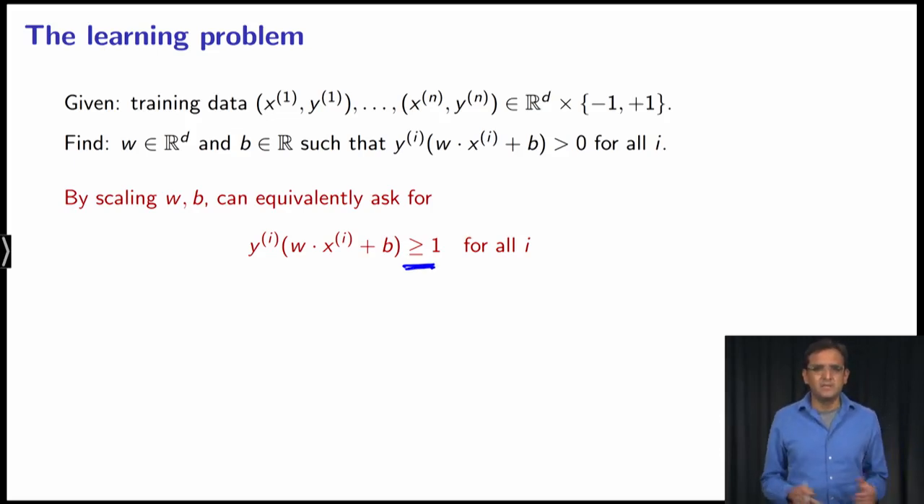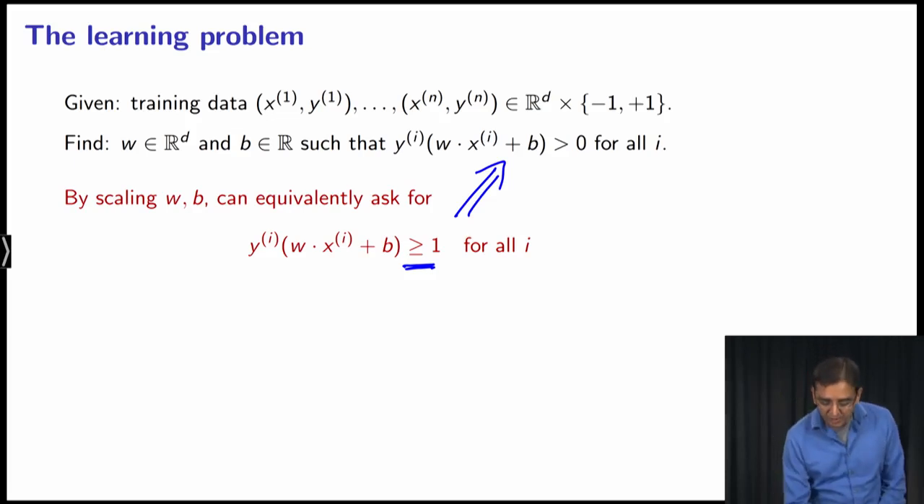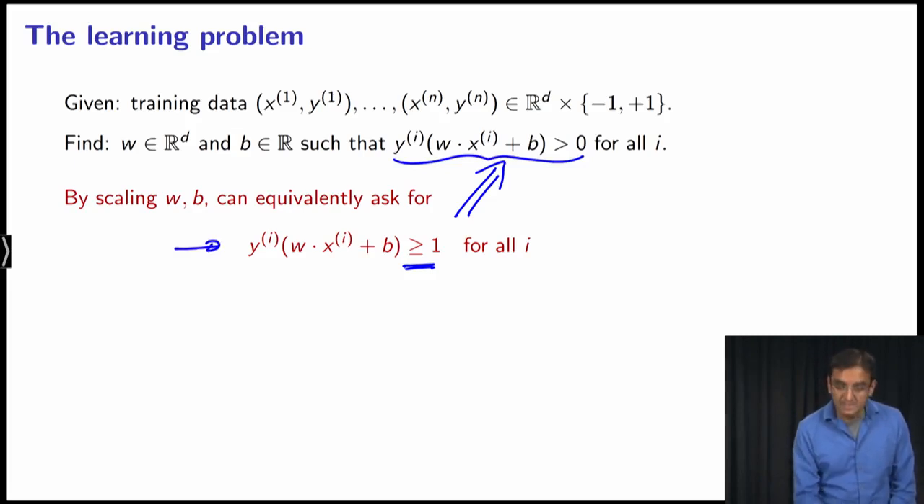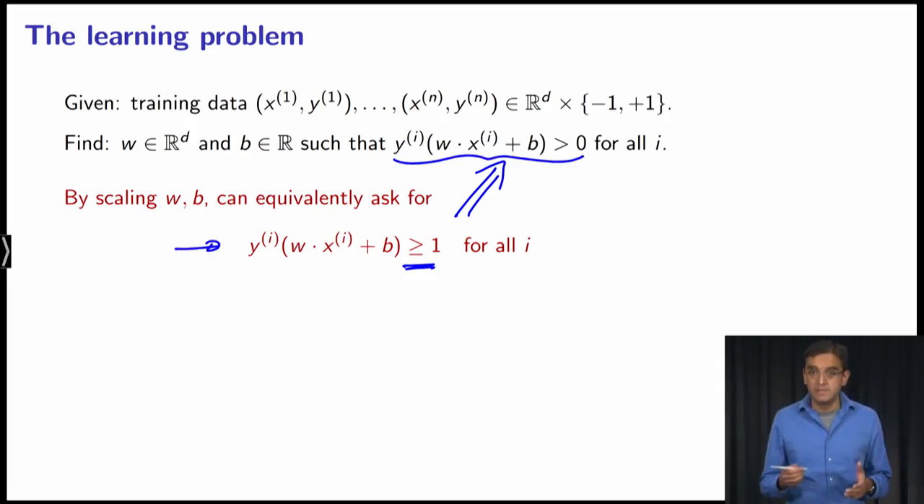Okay, why can we do this? It seems like a stronger condition. Certainly, if y times W.x plus B is greater than or equal to 1, then it's greater than 0. So it certainly implies that. But it seems like it's requiring more. And it's actually not. If you can find W and B that solve that, you can also find W and B that solve this. And let me explain why.